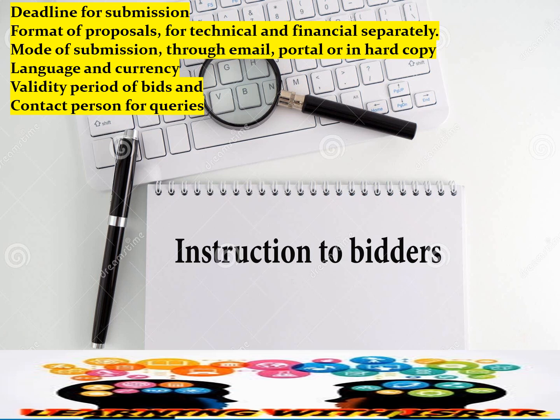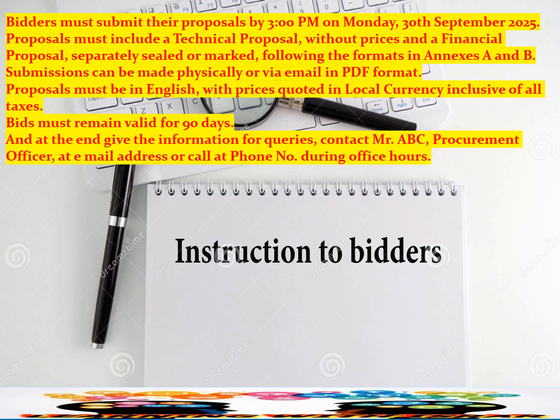In the next section of the ITT, you will write the instructions to bidders, including deadline for submission, format of proposals, for technical and financial separately, mode of submission, through email, portal or in hard copy, language and currency, validity period of bids, and contact person for queries. For example, you can write the instructions to bidders like this.